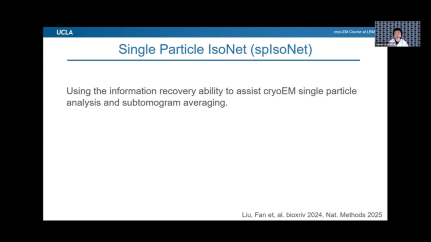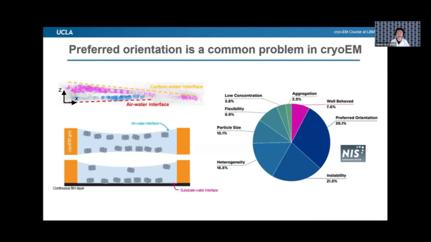It helps a lot for single particle analysis and also the averaging part, using the ability to recover information, because we can think of isoNet as giving you information without external treatment. It has a reconstruction algorithm that provides information for free. And this is the primary problem we target with spIsoNet: spIsoNet primarily targets the preferred orientation problem.